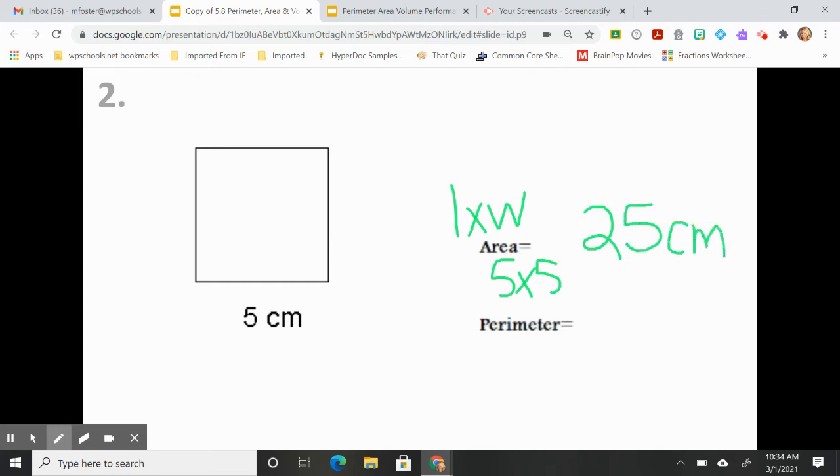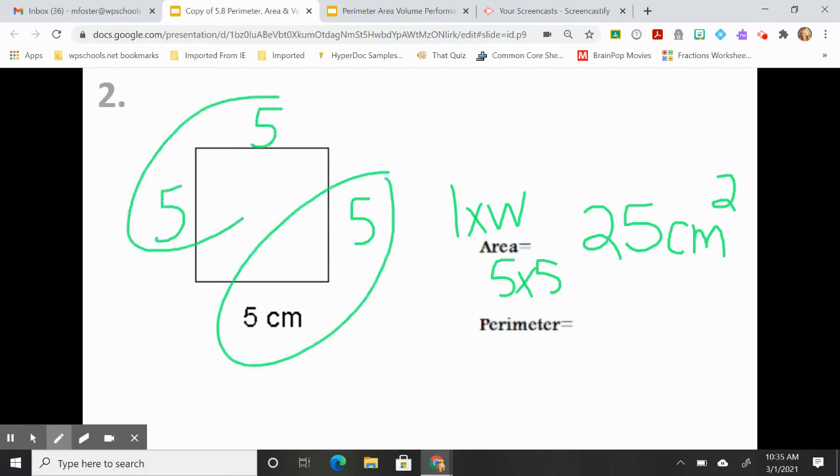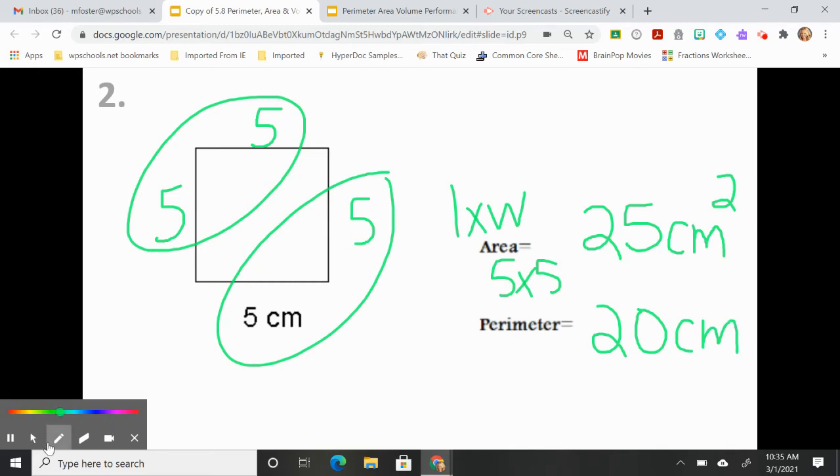And what do we do with our units when we were talking about area? We square them. Okay. Perimeter is going to be adding up all the sides, or you could say 5 times 4 in this case, or you could say 5 plus 5 plus 5 plus 5. These two make 10. These two make 10. There's 20 centimeters. And we leave our units alone when we're talking about perimeter.